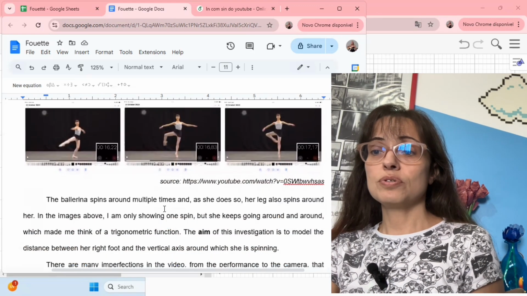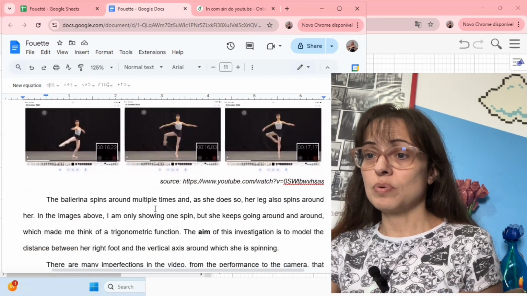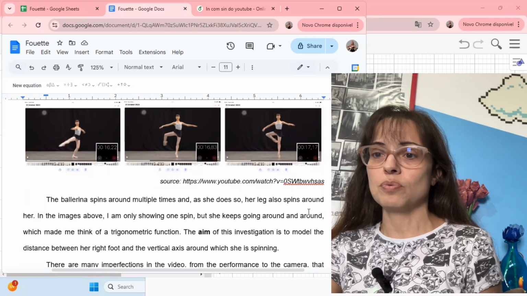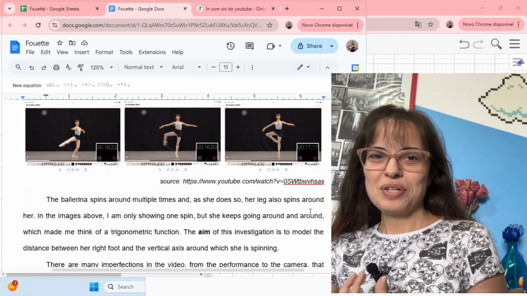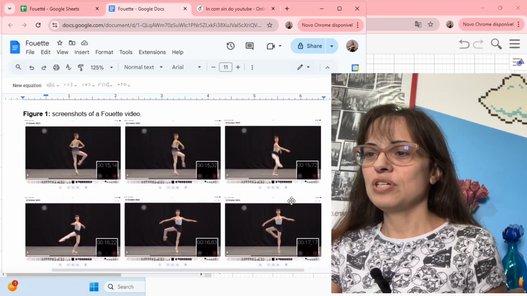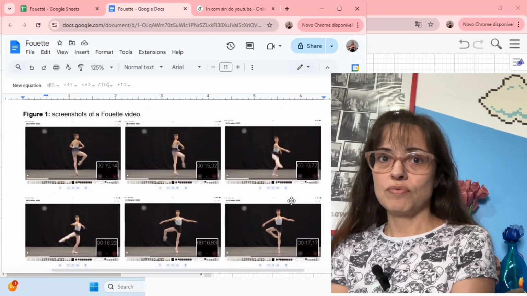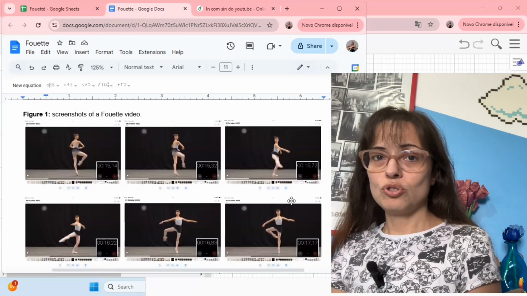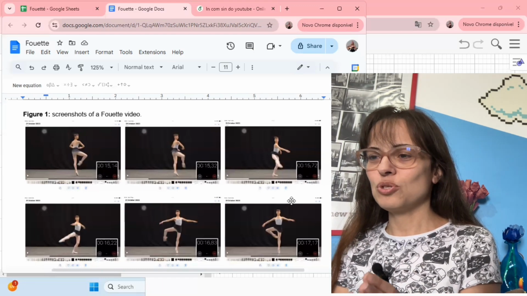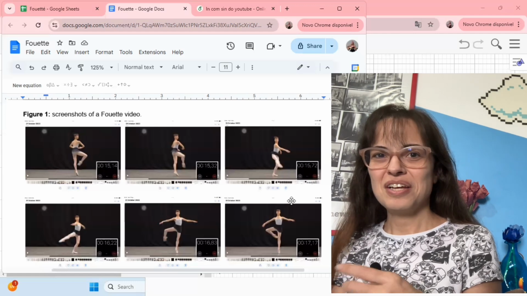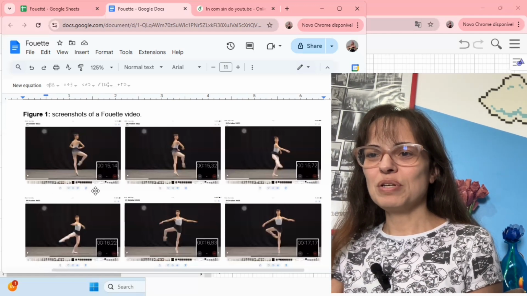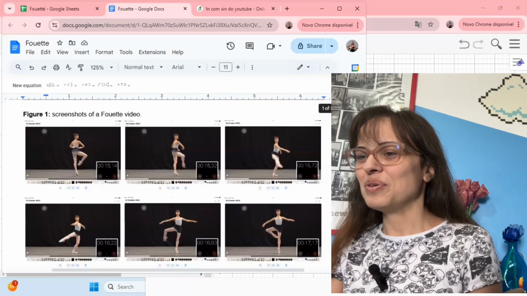I do have a little description here. She spins around multiple times, and as she does so, her leg also spins around her. That is a very small and poor explanation, so I am really counting on the images speaking for themselves. I did not do a very good job of this comic book here, okay? I took 6 images that are just screenshots from my iPad. Ideally, we wouldn't be looking at the whole bottom of the screen like that.